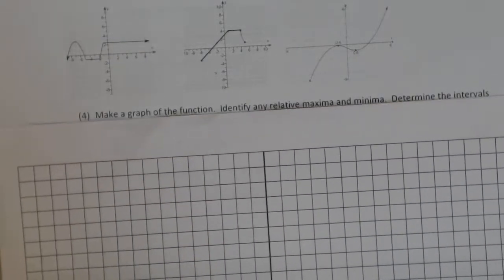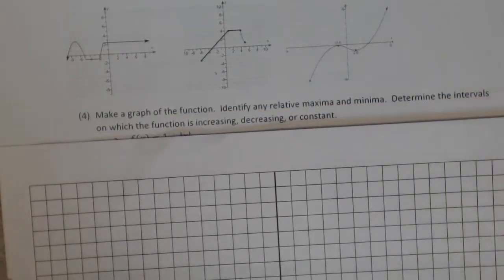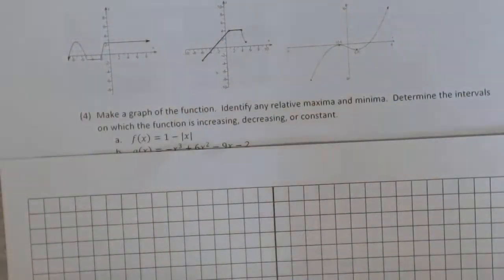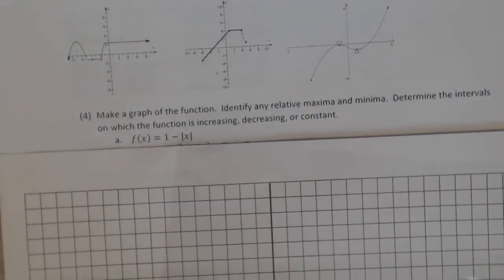We're supposed to make a graph and then identify maximum or minimum, relative max and min, and then determine where the graph is increasing, decreasing, or constant. The previous question gave you the graphs. Here you have to make your own.